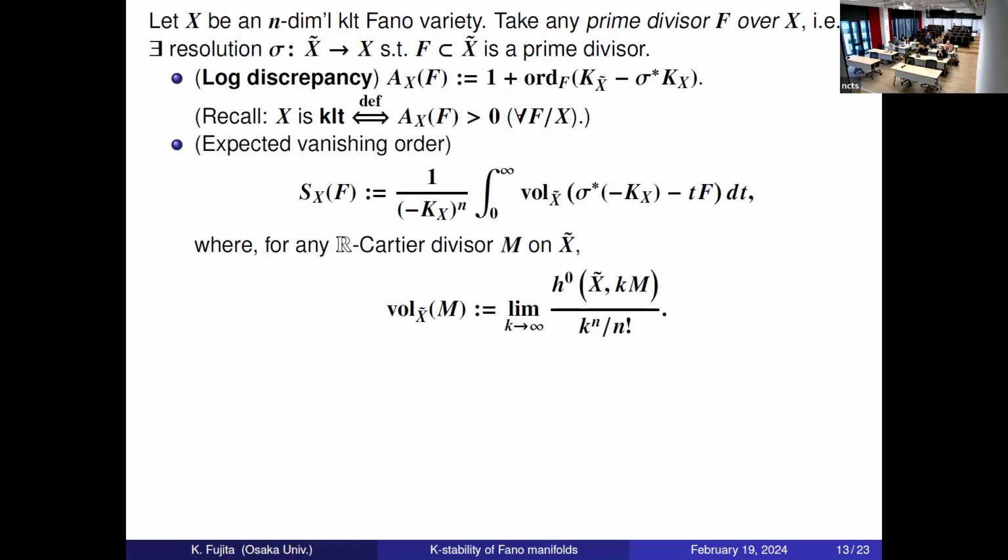But all the mathematical notions appearing in the definition are very common in higher dimensional algebraic geometry. S_X(F), which some people call the expected vanishing order, is defined to be 1 over the anti-canonical degree times the integral of the volume of this R-Cartier divisor. Let us recall what volume is. Volume is the growth of the dimension of the global sections. So M is said to be big if the volume is strictly positive.